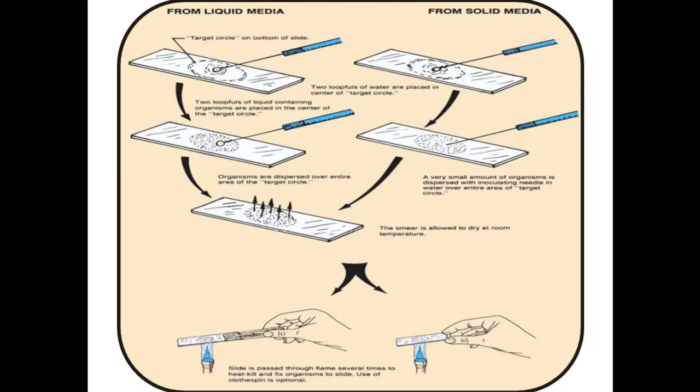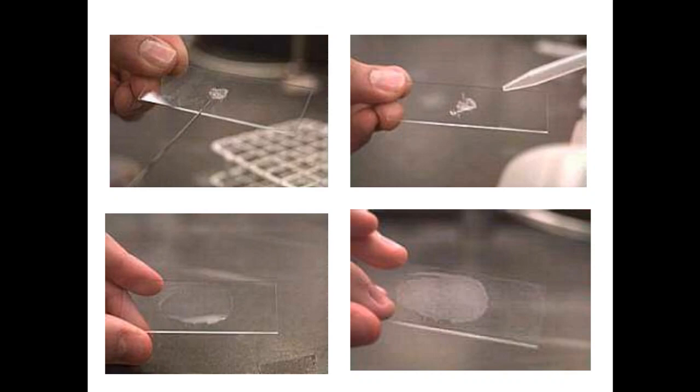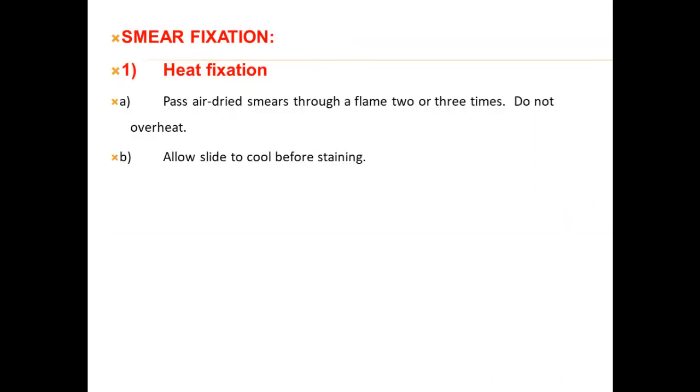After the smear is prepared, the next important point is that we have to fix the smear onto the slide, otherwise it gets washed away when we are washing it with water. So the smear is fixed with the help of a procedure called heat fixation. So what are we going to do here? We are going to pass this air dried smear through the flame of a Bunsen burner 2 to 3 times. So we are trying to fix the bacterial cells onto the slide by a process called heat fixation.